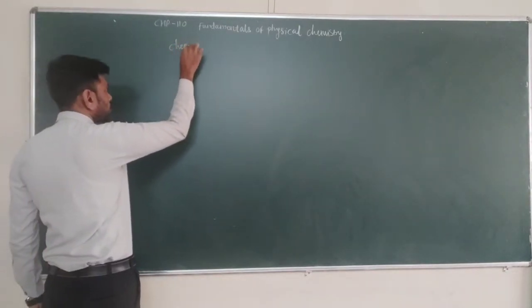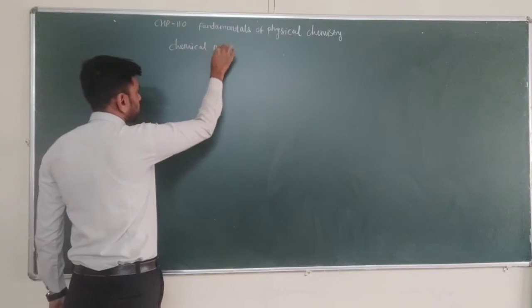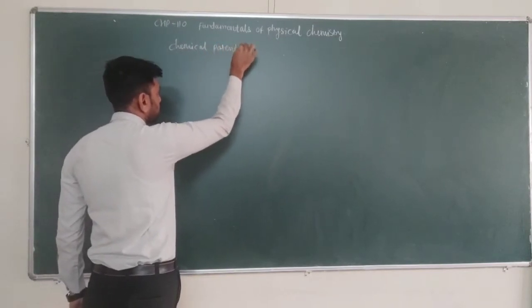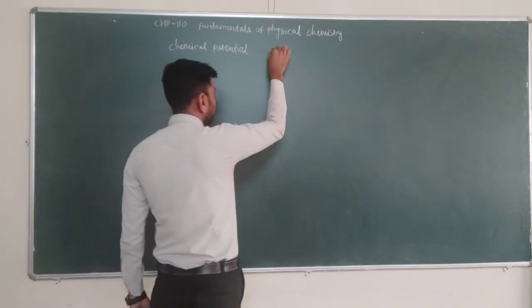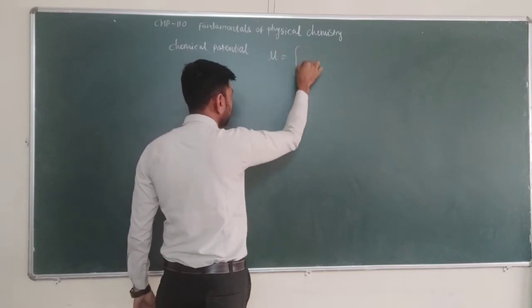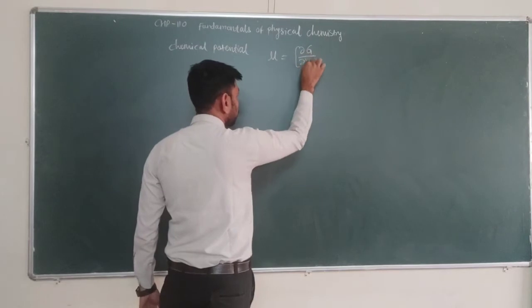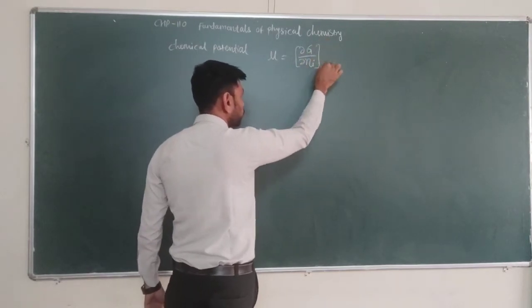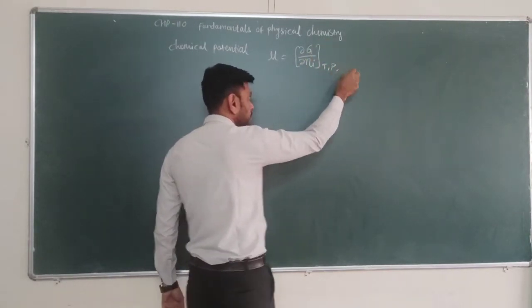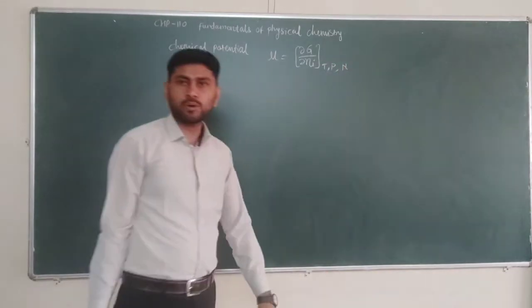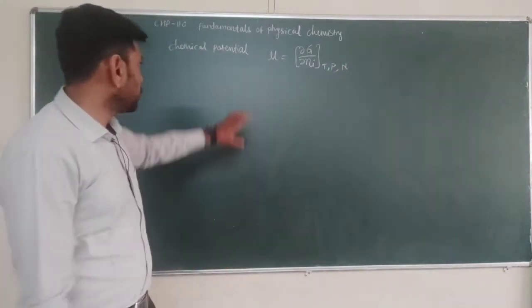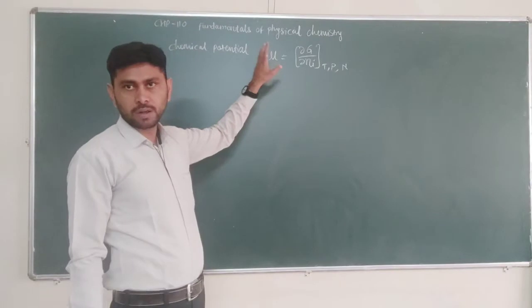Last lecture we learned about the chemical potential. Chemical potential is represented by the change in free energy with change in addition of number of moles of a component at constant temperature, pressure and other number of moles except Ni. So this is the chemical potential we learned about last lecture.